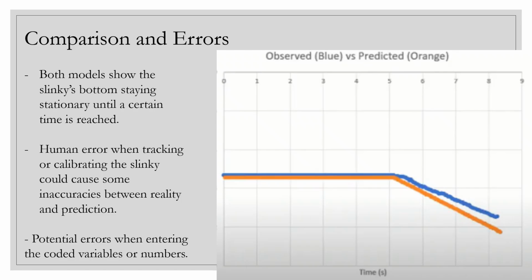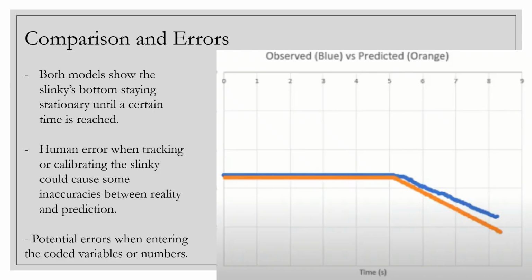The comparison of the two models: the observed in blue being our Tracker and the predicted in orange being our computational model that we made in GlowScript. Both models have the common trait of the bottom of the slinky being stationary until the top reaches it, and then it descends down to the surface of the Earth due to the acceleration of gravity.